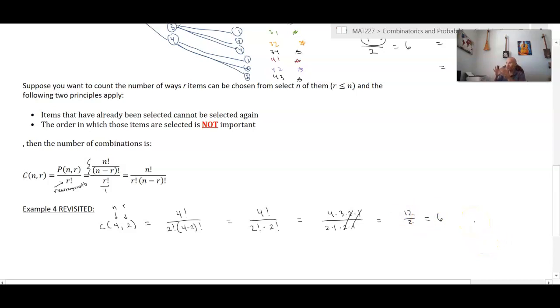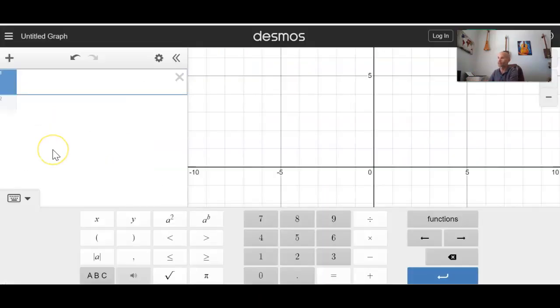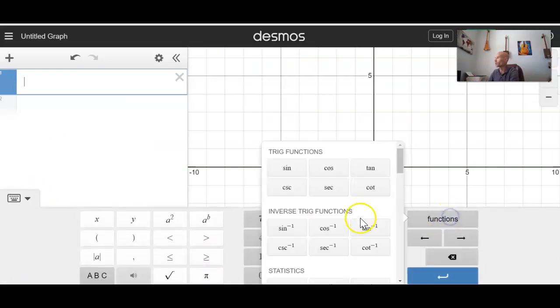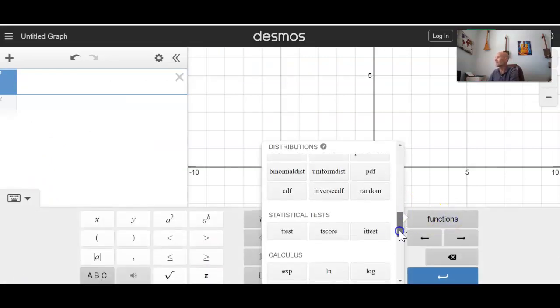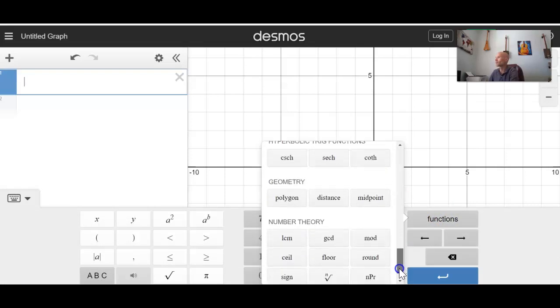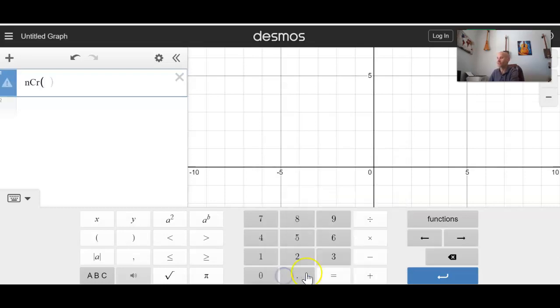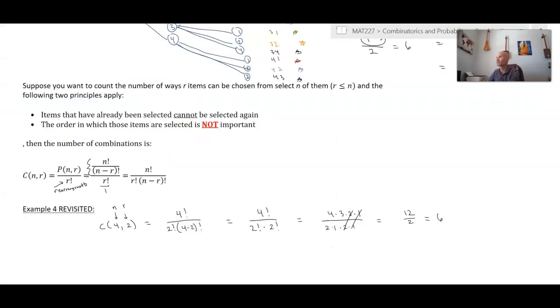Now, a lot of times we use a calculator to do this, so just like when we did with permutations, you can figure out how to do this on a graphing calculator. We'll do this in Desmos. So using the same utility, if we open this keyboard up, go to Functions, we go all the way down until we get to Number Theory. Now look, there's an nCr button, and if you press that, 4, 2, lo and behold, we get 6, which is the same answer as if we did it by plugging things into the formula.